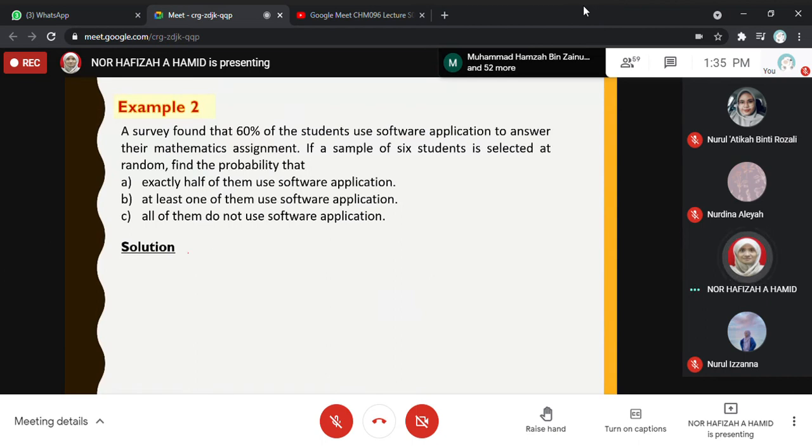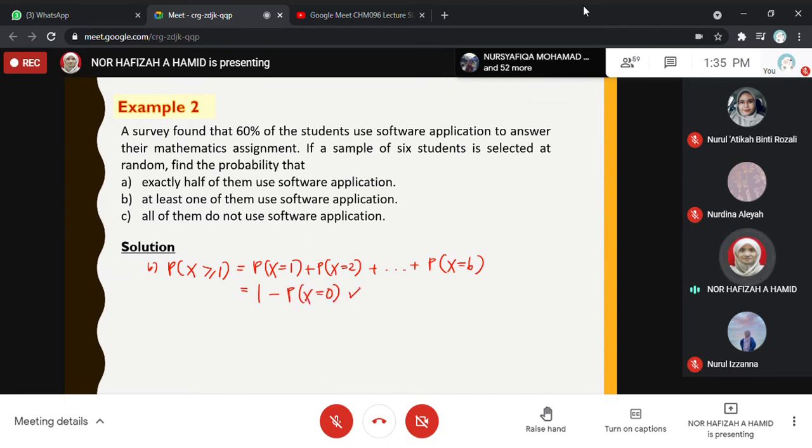Okay, so for B, at least 1. So probability of X greater than or equal to 1. Dia nak sekurang-kurangnya 1. Okay, so dia akan start from probability X is equal to 1 plus probability X is equal to 2 until probability X is equal to 6. Okay, sebab n you 6 ya. Or you can calculate using 1 minus probability X is equal to 0. Ni lagi senang lah, lagi simple. Tak perlu you calculate sampai 5 values, 1 until 6.